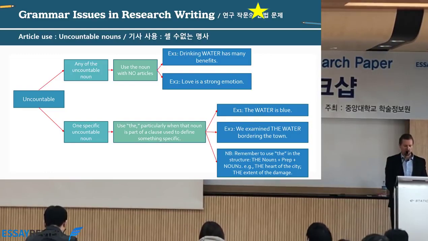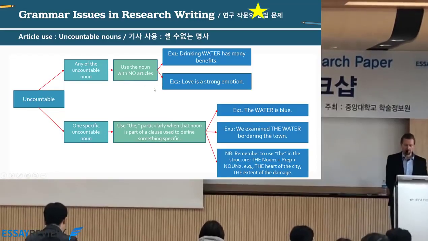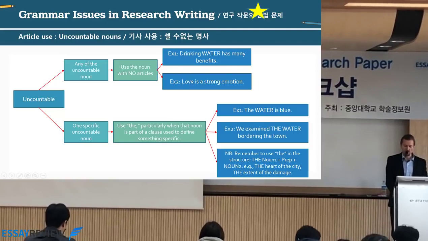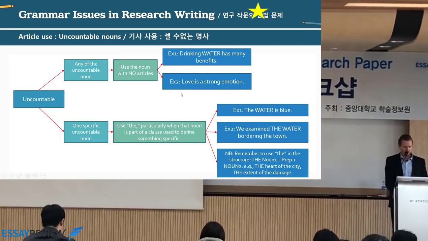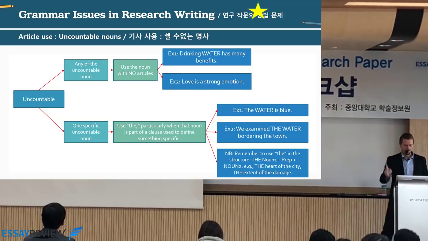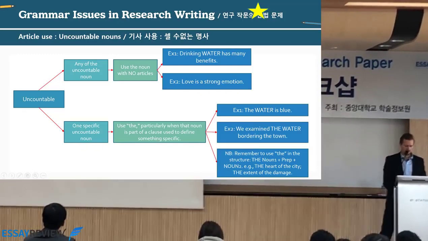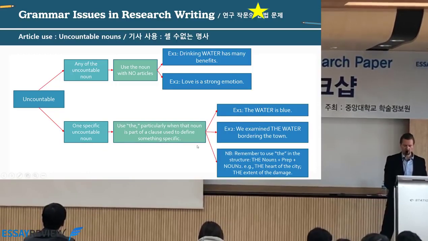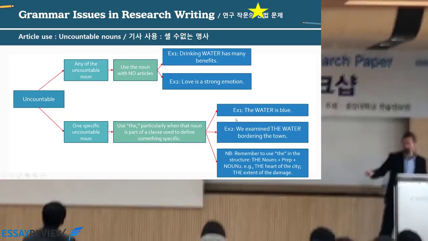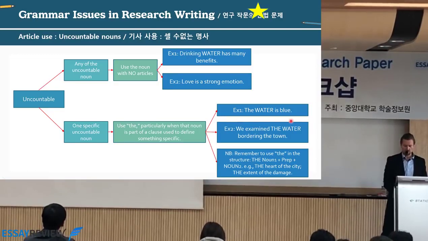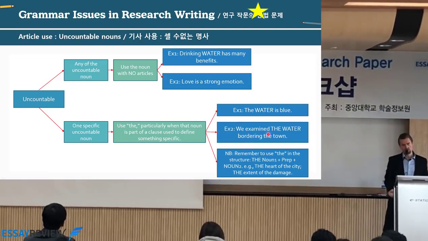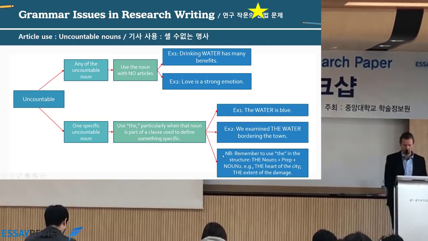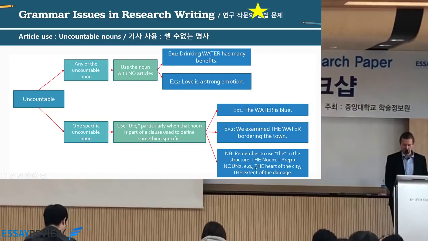So if you have an uncountable noun, use the noun with no article. For example, drinking water has many benefits. Love is a strong emotion, right? You don't have any article. If your uncountable noun is one specific noun, use the. So if you're referring to specific water, the water, that water, this water. We examined the water bordering the town. Which water? The water bordering the town. And remember to use the in the structure of noun plus preposition: the heart of the city, the extent of the damage.